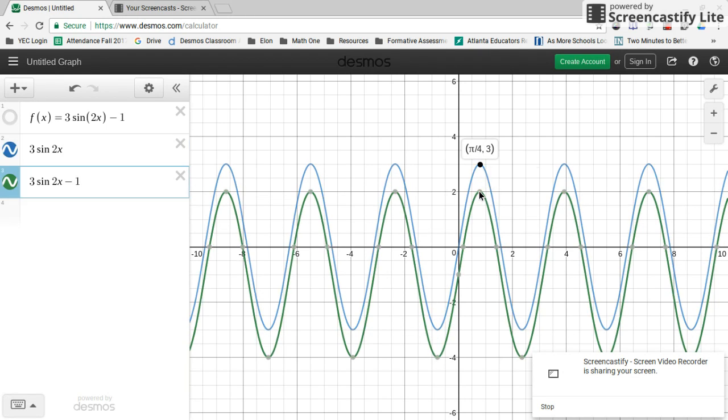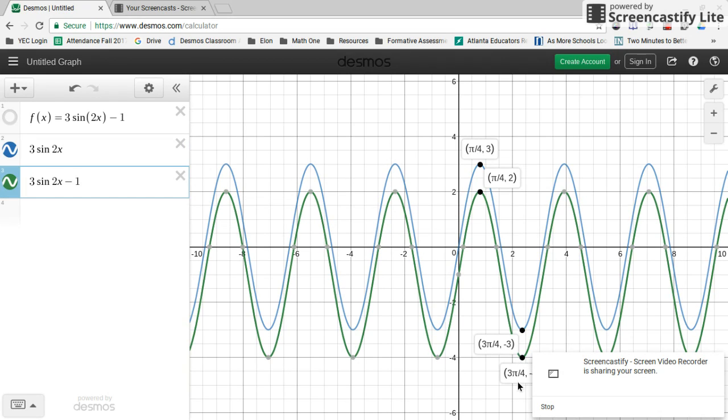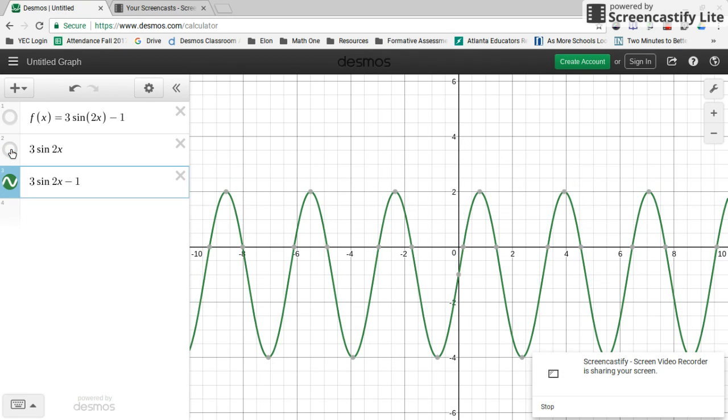So for example, this will be pi over 4, comma 2. All right? My minimum, which was 3 pi over 4, comma -3, is now 3 pi over 4, comma -4. All right? So everything goes down 1 as a consequence of that last vertical transformation. All right? Last thing I'm going to do is I'm going to show you how this actually matches to the function I had at first. All right? Those are the same function.